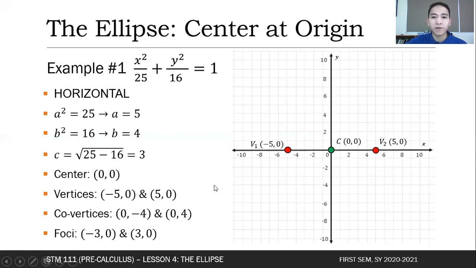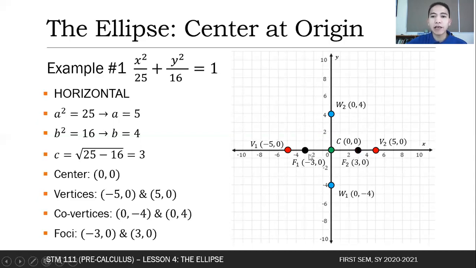Co-vertices at 0 and negative 4. So that is your co-vertex 1, W sub 1. And 0 and 4 sa taas naman, W2 or co-vertex 2. Then your foci at negative 3 and 0 dito. So negative 3, 0, F sub 1. And ito naman, F sub 2.